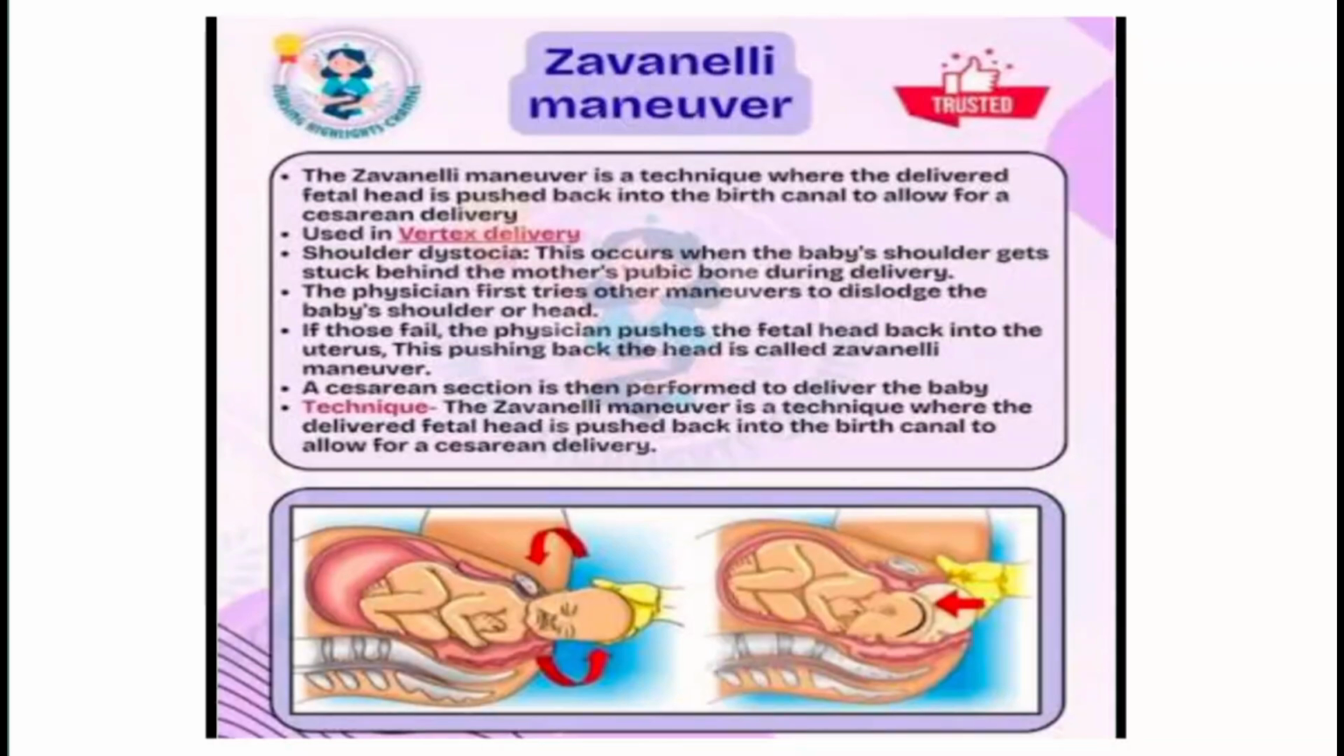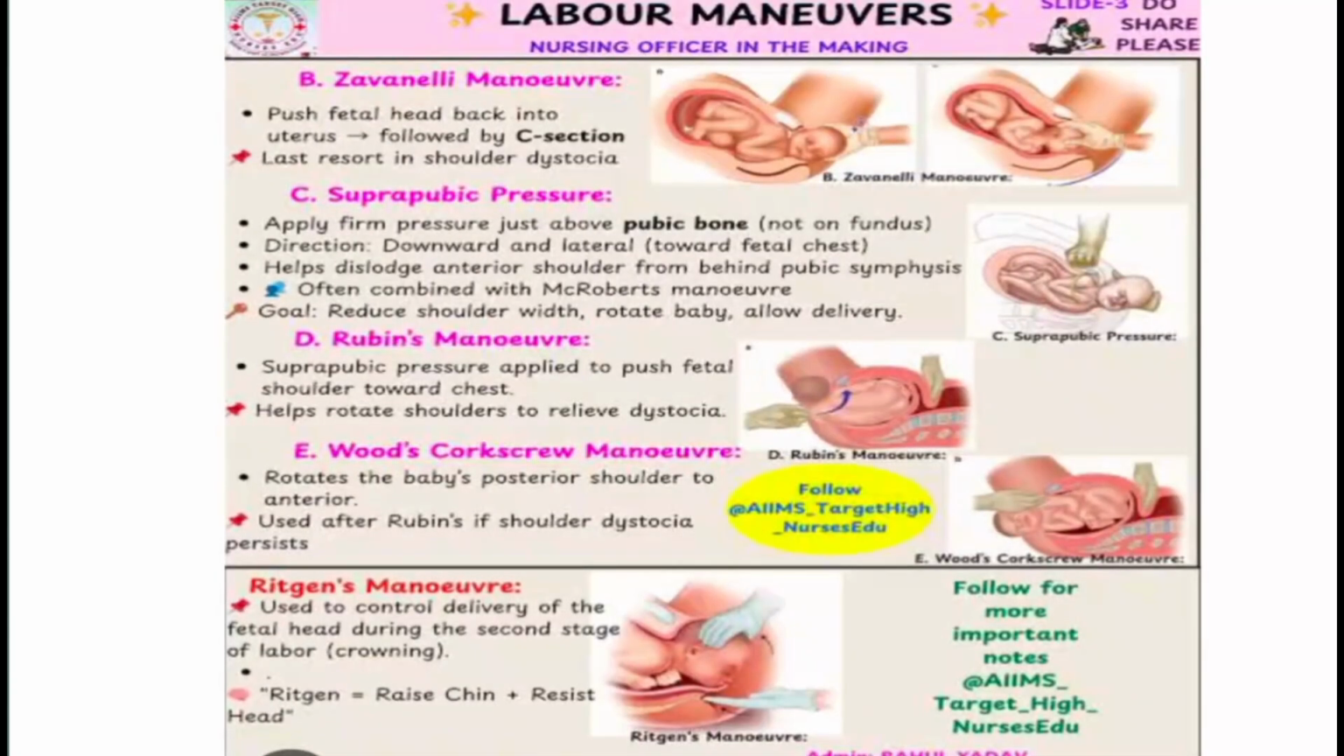Okay, as a last resort, we have the Zavanelli maneuver, which is simply pushing the fetal head back into the birth canal to allow us to take the patient for an emergency cesarean section.